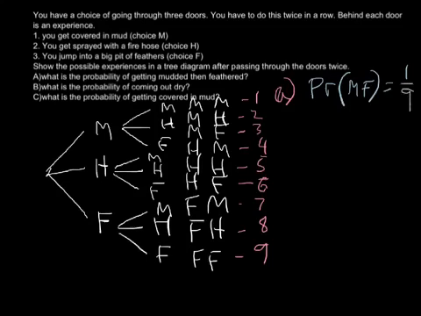So part B asks us what's the probability of coming out dry. If you go through one door and you get mudded, you're going to be wet with mud. If you get hosed, you're going to get wet as well. So to get dry, you have to get feathered and then feathered again. That's the only way you're going to stay dry, if you get feathered twice. The other options, mud, wet, mud, hosed, wet, mudded, feathered, still wet, maybe vaguely dry but not completely dry.